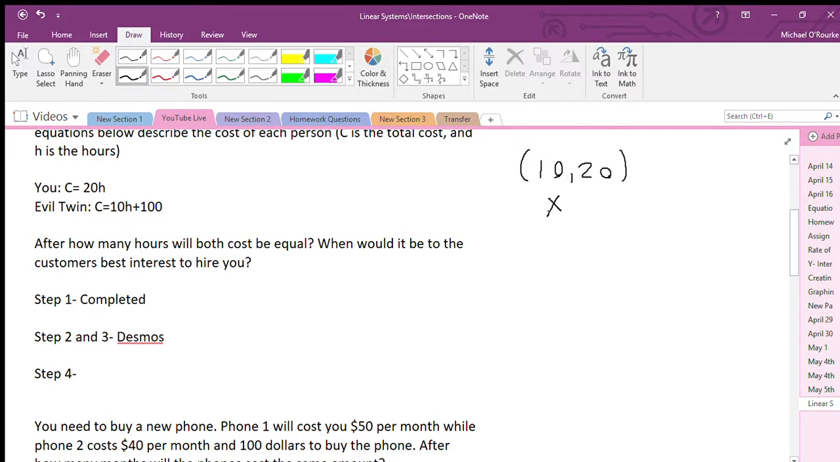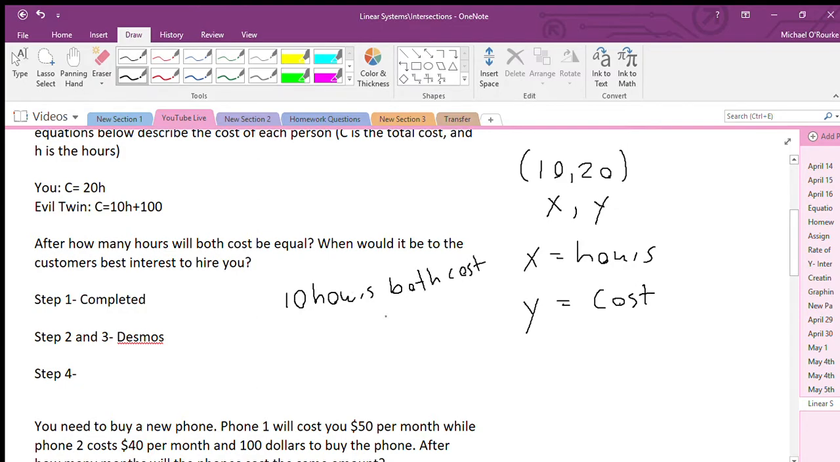What does that mean? Well, that's x, y, right? In this case, x equals hours and y equals cost. So the point of intersection happens at 10 hours, where both cost $200.